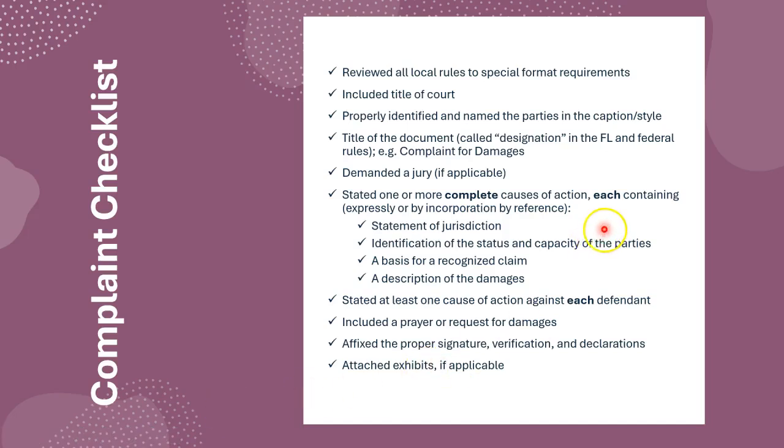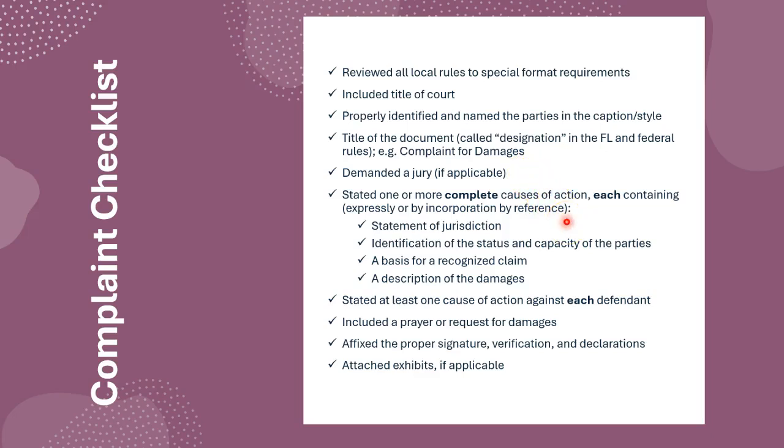So here's a nice little checklist. Review all local rules, very important, because there can be special formatting requirements, or there just are. It's not just in the local rules, it's in the state rules. Make sure you've included the title of the court, identify and name the parties when you type the caption/style. They call it designation, but the title of the document needs to be included. Don't forget the demand for a jury.